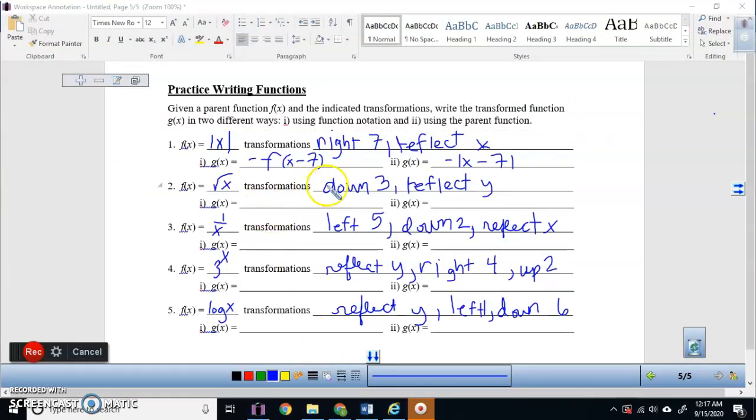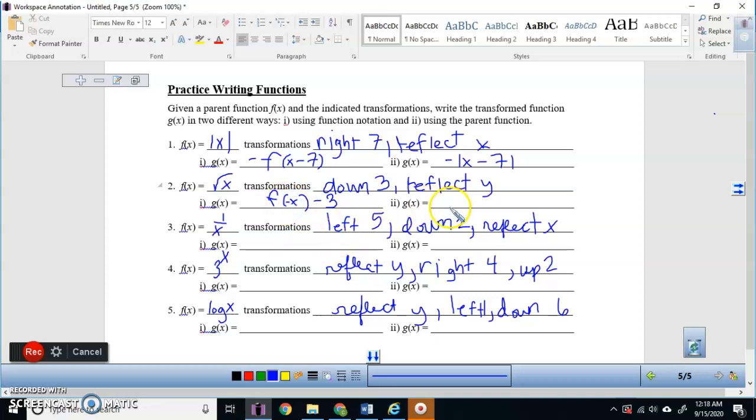In number 2, we want this to go down 3 and reflect over the y. In order to make it go down 3, we learned that for my parent function, the shift down 3 is going to be like my plus d. It needs to go on the outside, but because it's going down, I'm going to put a minus there instead. So f of x minus 3 so far. And then to reflect over the y, I need to make all of my x's negative, so I'm going to put a negative in front of that x.